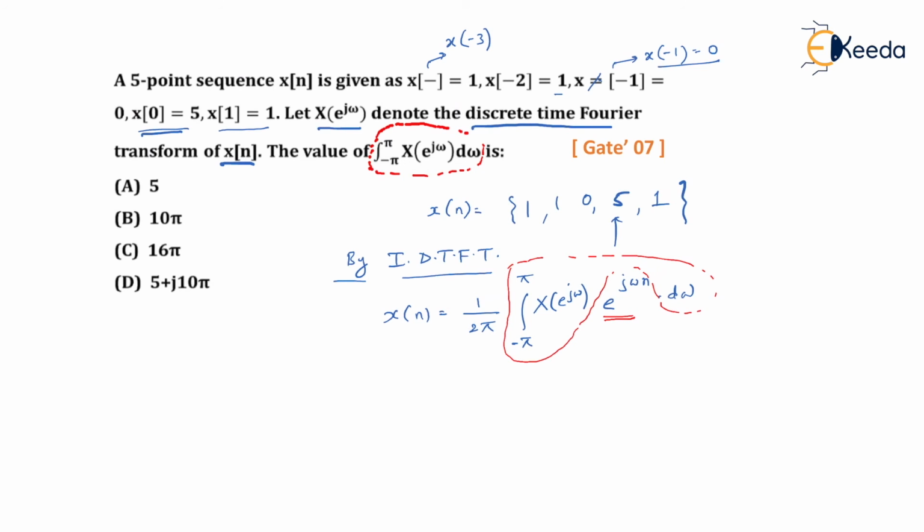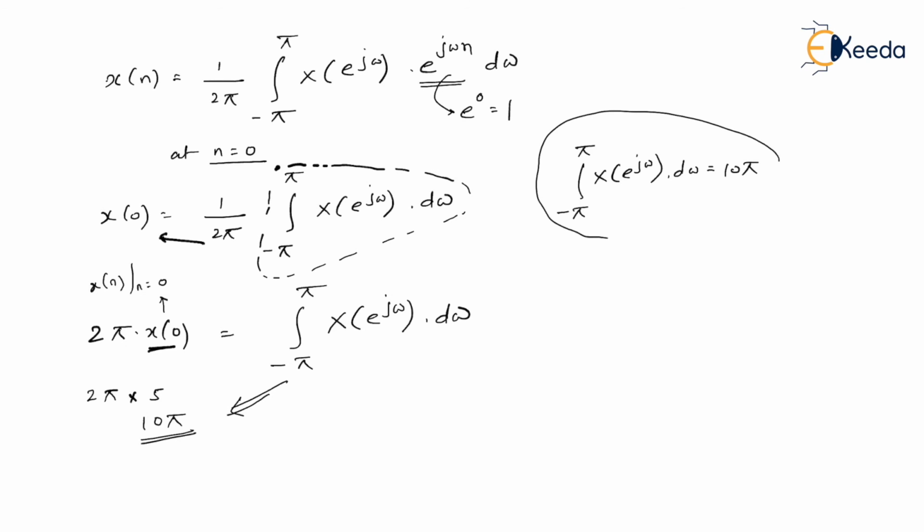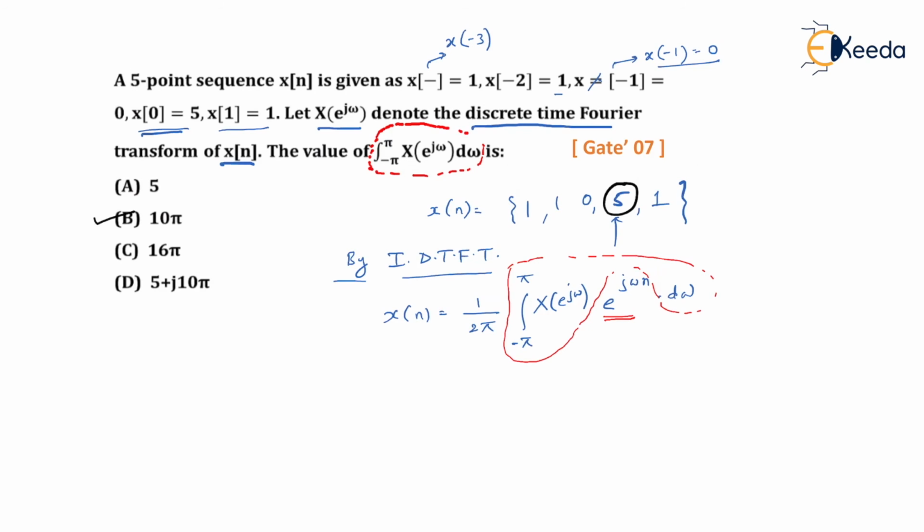So let's see, your x of n sequence is given. Your x of n at n equal to 0 is what? 5. Let us substitute it. So it is 2 pi times 5, which becomes 10 times pi. So 10 pi is your integration value. Therefore, now I can write the integral over minus pi to pi of X of e to the power j omega d omega is 10 pi. So 10 pi is the answer. Let's see, option B is the correct option.